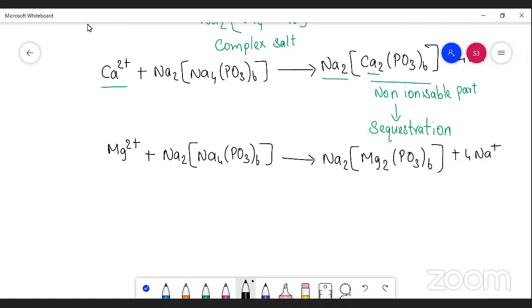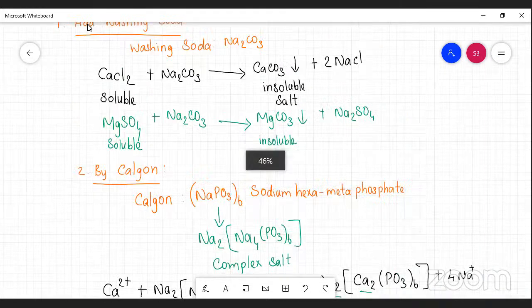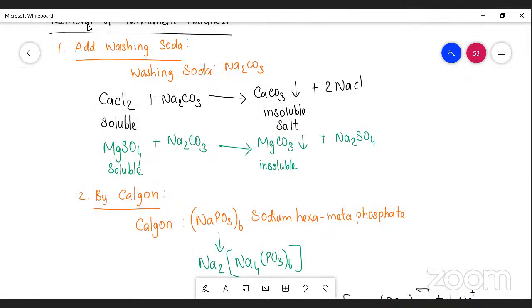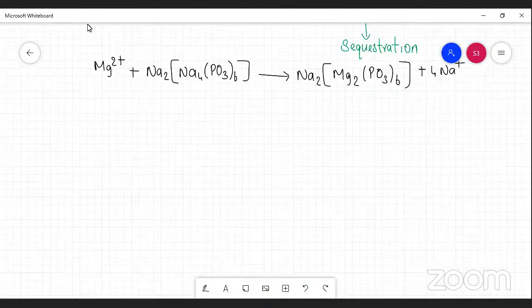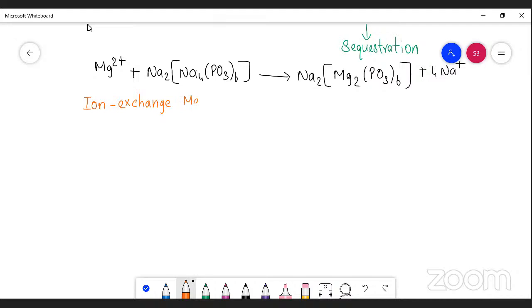What methods are we using to remove the permanent hardness? The first method is caustic soda. The second method is calgon. And the third method is the ion exchange method.